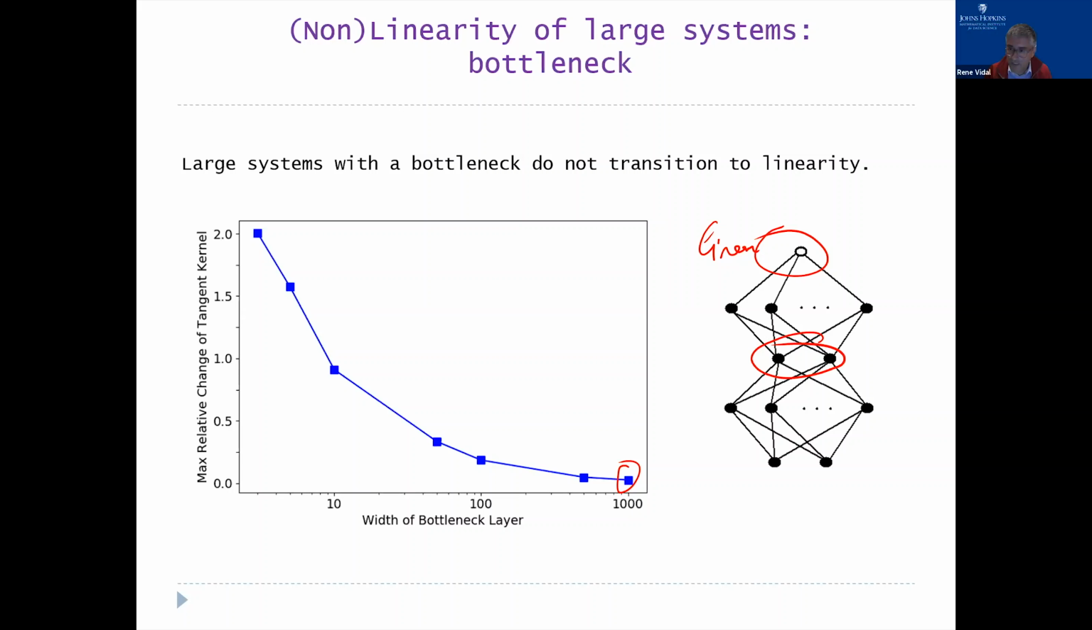But could you derive a result of the form 1 over the square root of the bottleneck size? Yes, you can, because essentially every one of them needs to be bigger than something. If your bottleneck is very wide, but the rest of them are even wider, that's fine. You can see what happens in this picture: even when it's 100, which is still much narrower than other layers, the change of the kernel becomes small.